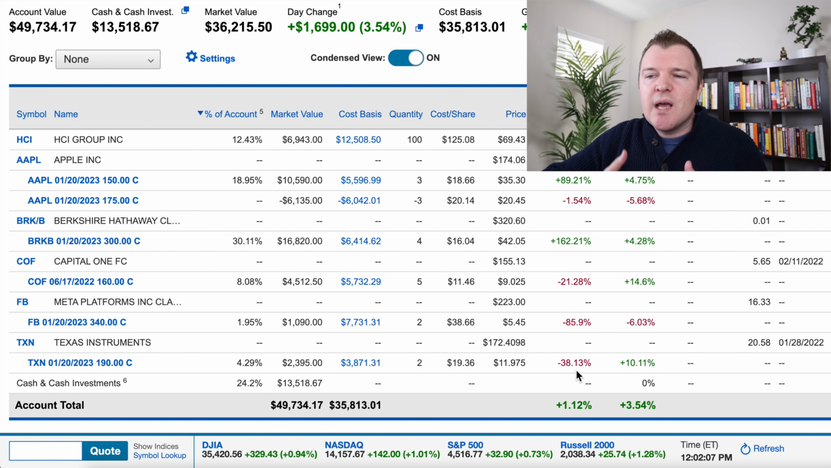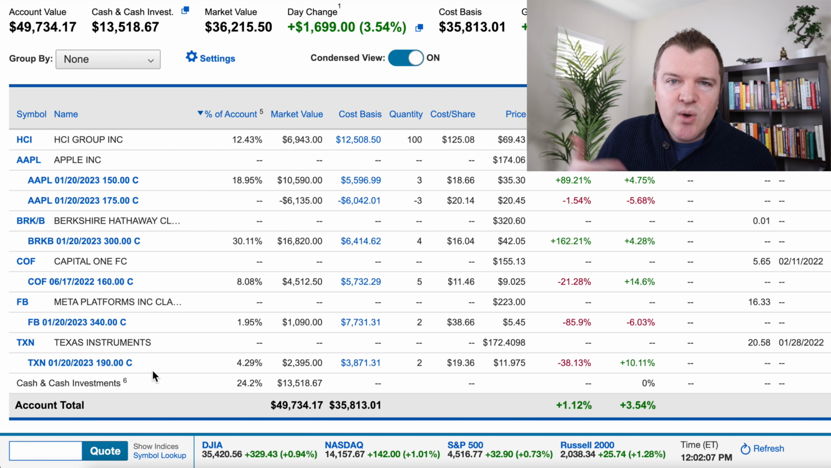So in Texas Instruments, I bought at 190. I'm going to sell 2 calls with a strike of 180. Let's go ahead and execute this trade, and then I'll explain what exactly is happening here. Here is the option chain with an expiration date of January of 2023. Currently, if we look at my options here with a strike of 190, this is what I currently bought.